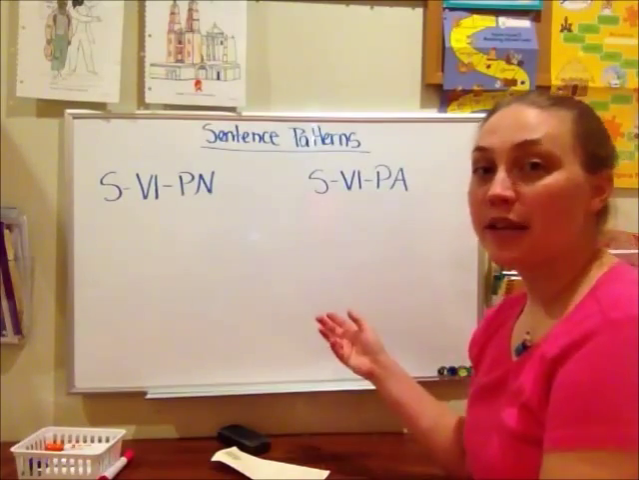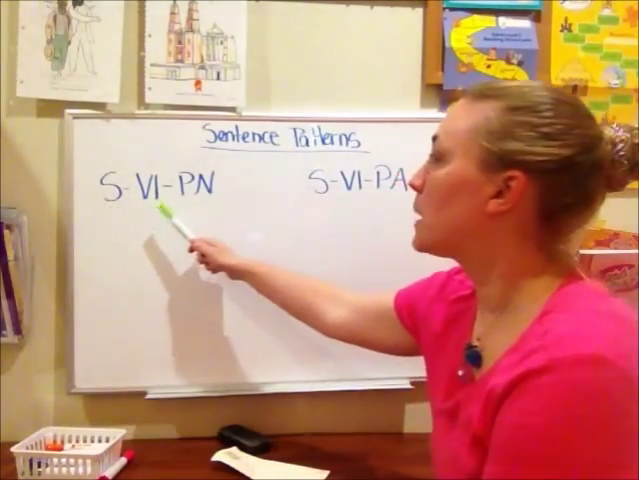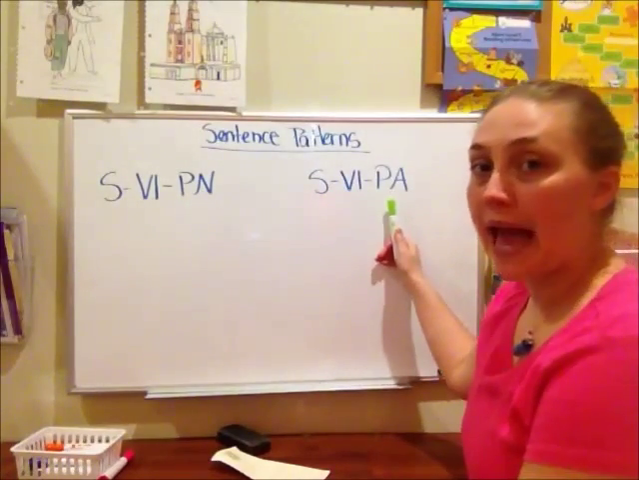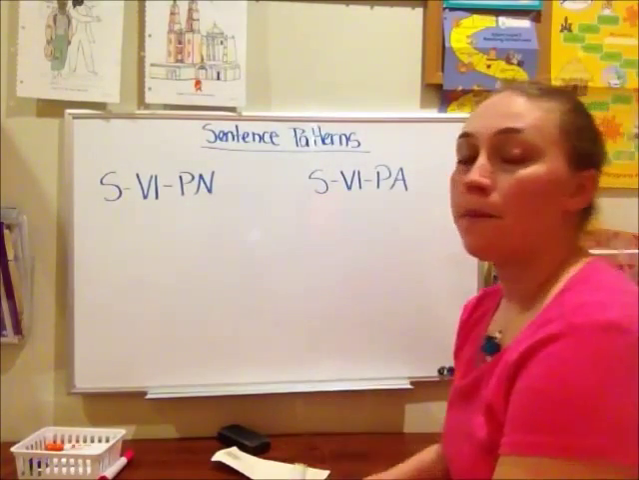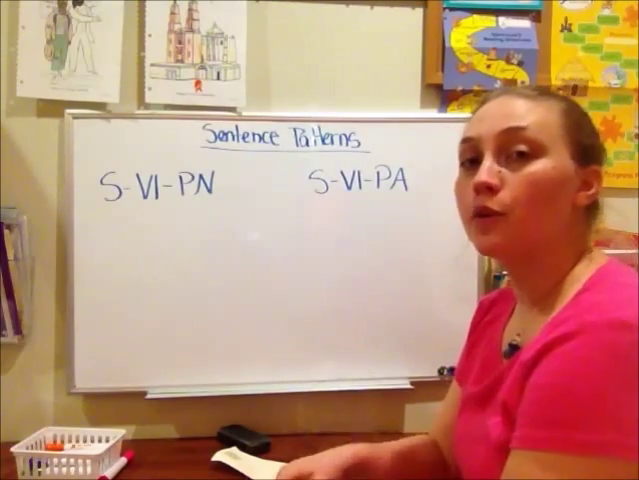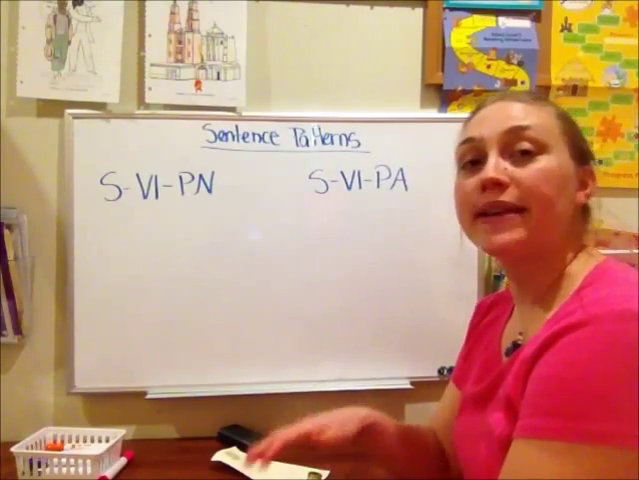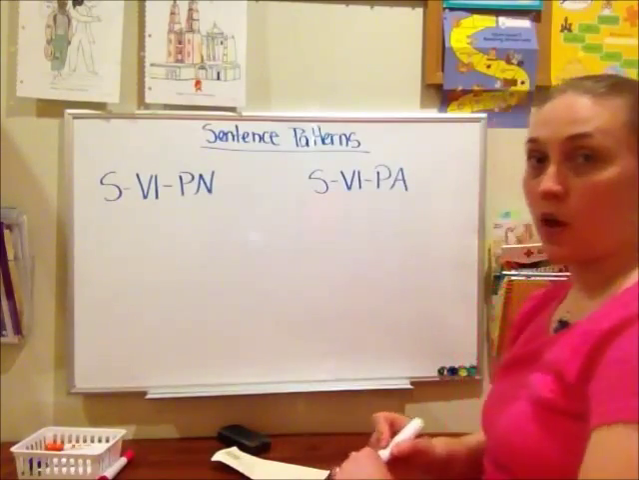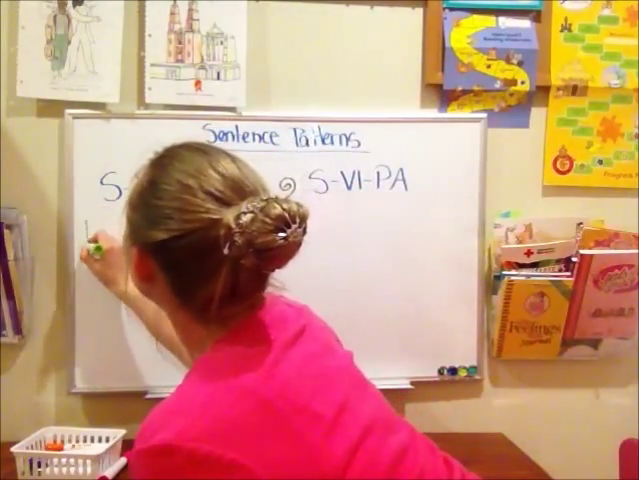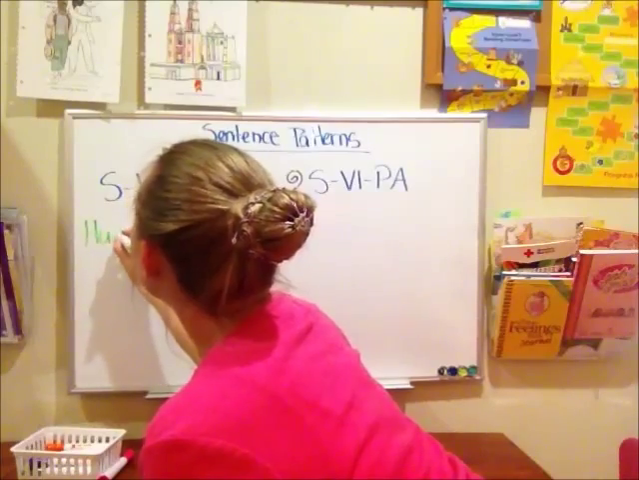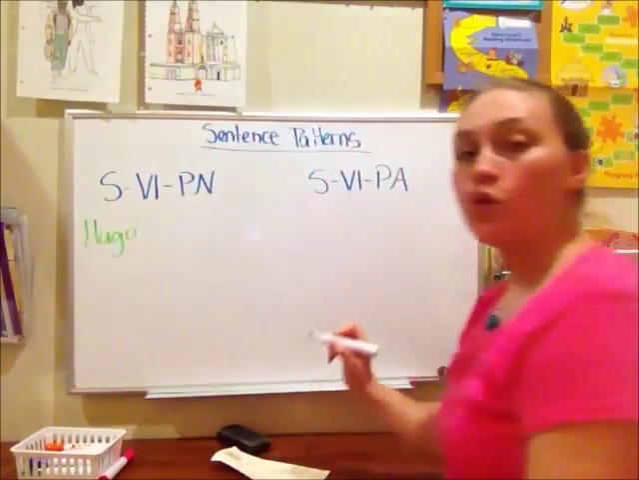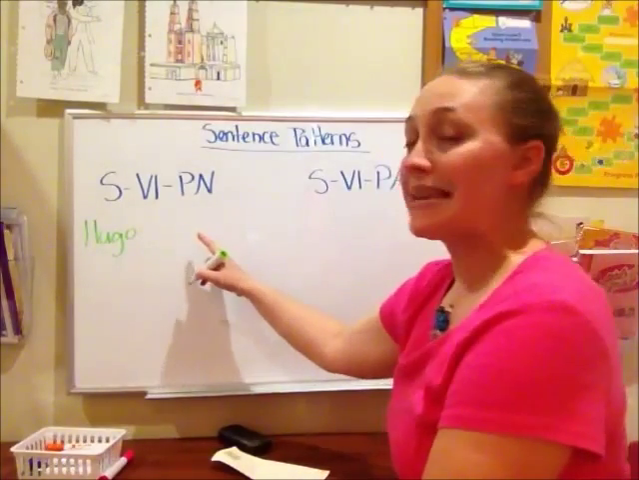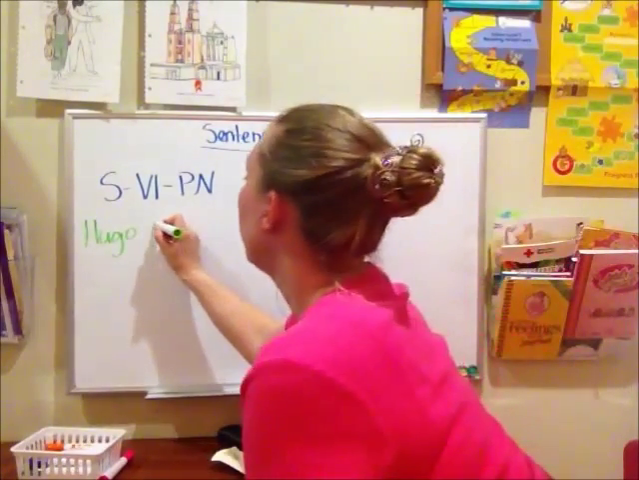Okay, so the next two sentence patterns we're going to look at are subject, verb linking, predicate nominative, and subject, verb linking, predicate adjective. So, the two sentences we're going to look at are Hugo is a cat and Hugo is fat. Our subject is still going to be Hugo. So, we're going to mark Hugo. And then, what is being said about Hugo? Hugo is. Is is our verb.